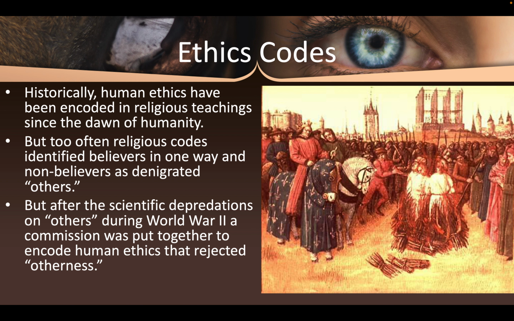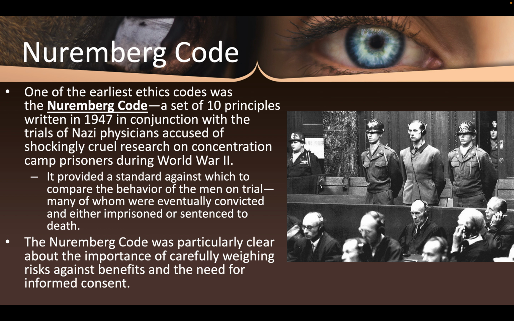And of course, you all know about how Europeans traveled the world telling people that they were denigrated others in one way or another, usually by killing them or enslaving them. And of course, this happens very rarely today, we can assume, but now, in scientific research, we have ethical codes. The first ethical code that was developed was the Nuremberg Code.